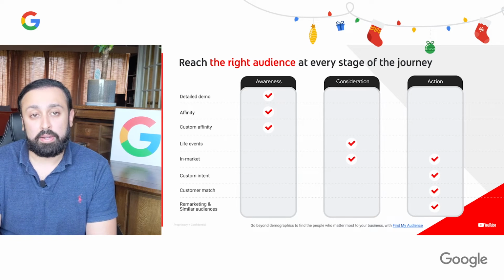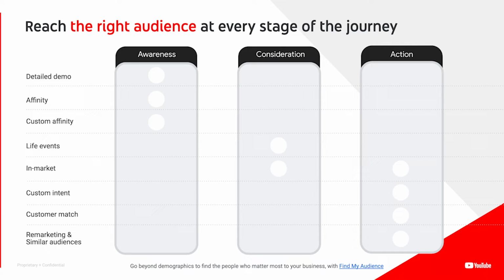So for awareness type of campaigns, it is very effective to use, for example, detailed demographics or affinity type of audiences to make sure that you go after the big group, but still people who are at least having affinity in your service or product.